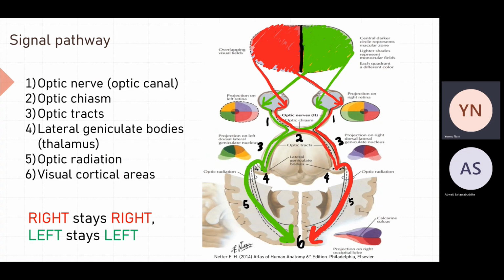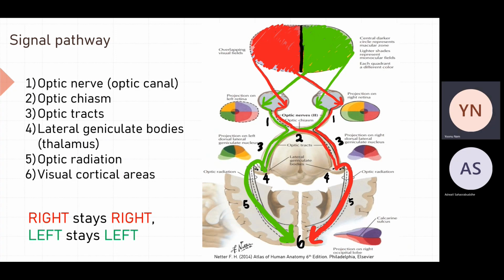This means the signals from the nasal retina of the left eye, colored in red, will cross over to the contralateral side, meaning the right, because it is the right portion of that eye. Similarly, the signal from the nasal retina of the right eye, colored in green, will cross over to the contralateral side, meaning left, because it is the left portion of that eye. Whereas the temporal retina will stay on their ipsilateral side and follow the pathway according to their respective sides.